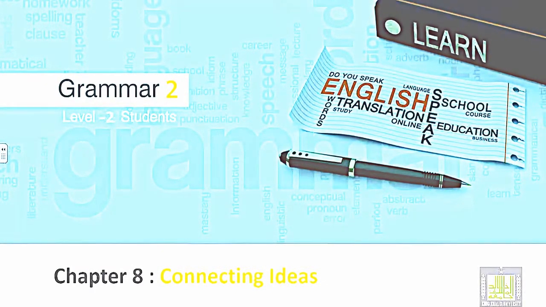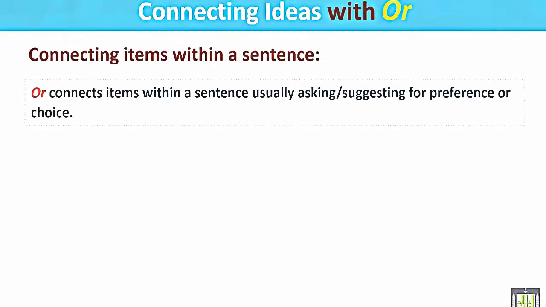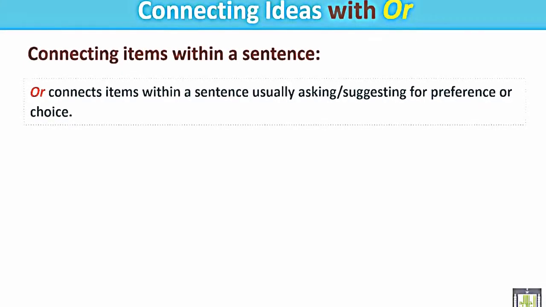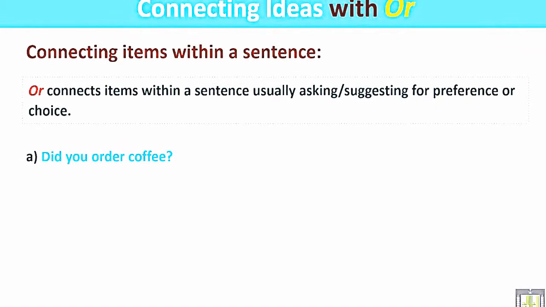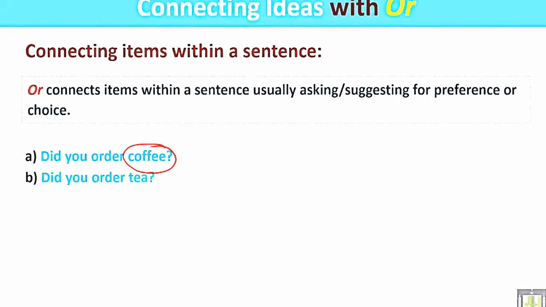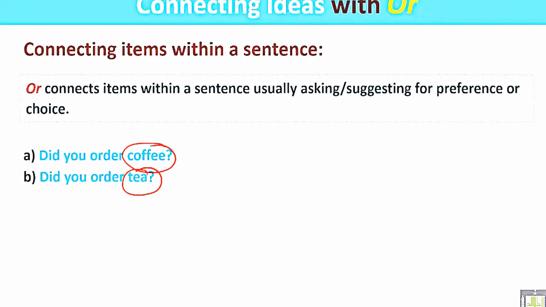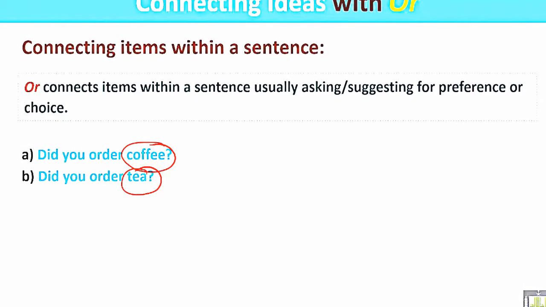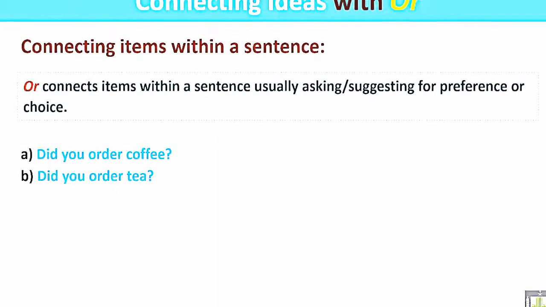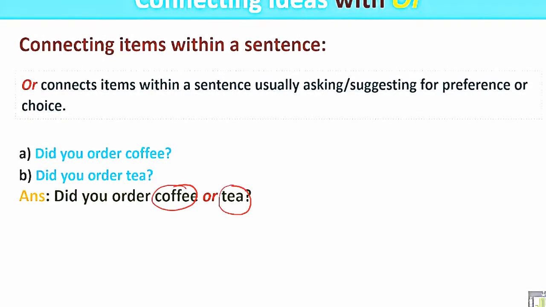Grammar 2 for Level 2 students. Chapter 8, Connecting Ideas. Connecting ideas with or. Connecting items within a sentence. Or connects items within a sentence, usually asking or suggesting a preference or choice. Let's see the examples. Did you order coffee? Did you order tea? In these two sentences, we find two items, coffee and tea. So the person is asking you a question about these two items, and if we join them, the answer is like this. Did you order coffee or tea? These two items are joined by or.